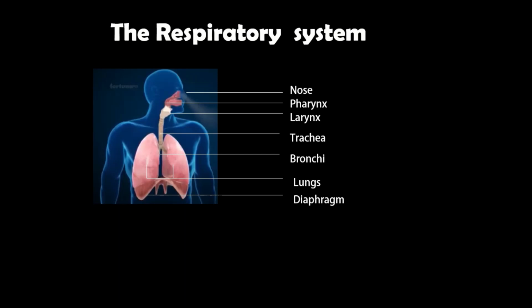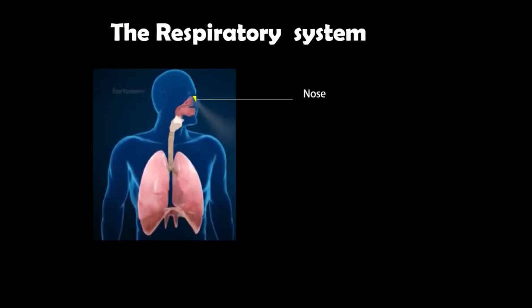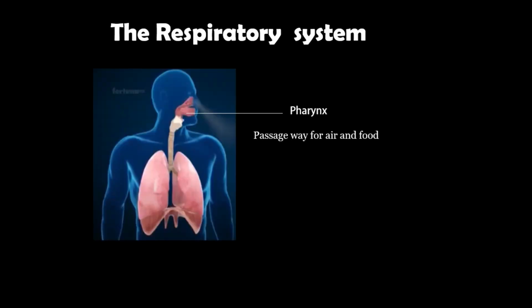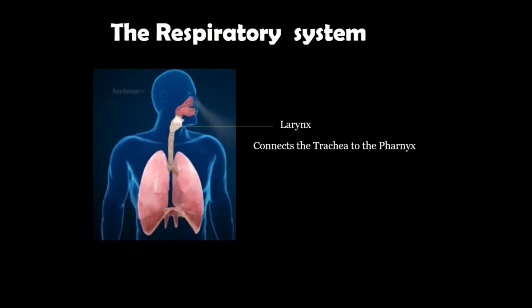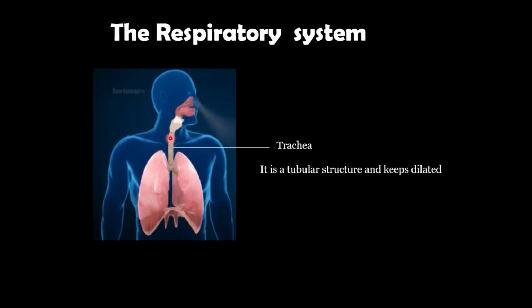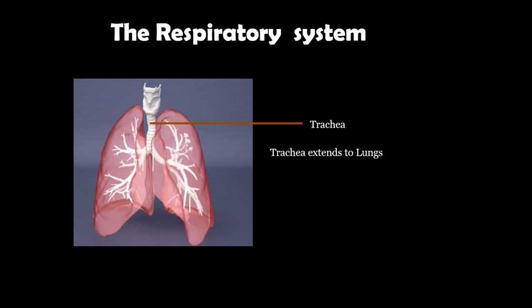Let's begin a tour into the lungs. The nose is the most external organ and it is the entry point into the respiratory system. Pharynx is a common passageway for air and food. Larynx is known as the sound box. It connects the trachea to the pharynx. Trachea is a tubular structure, that means it looks like a tube, with 15 to 20 C-shaped cartilages that keep it dilated. Trachea extends to the lungs and splits into the right and the left bronchi.